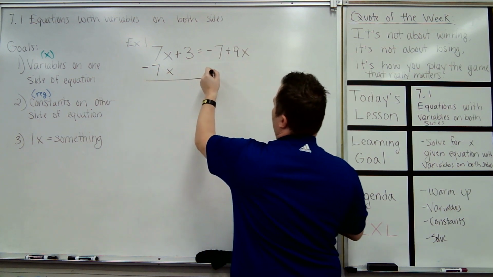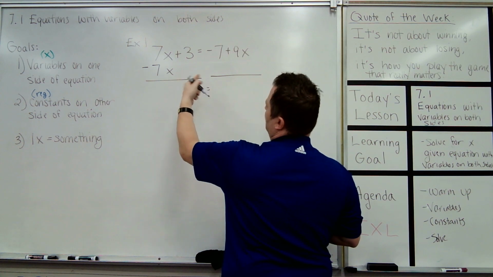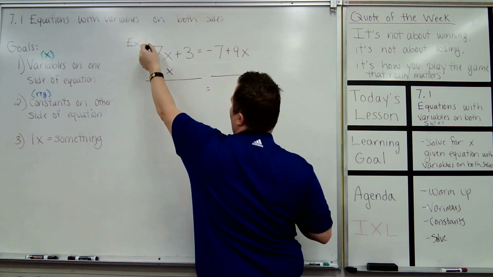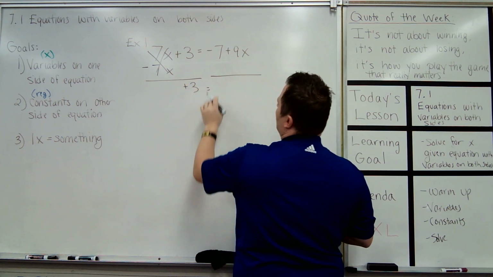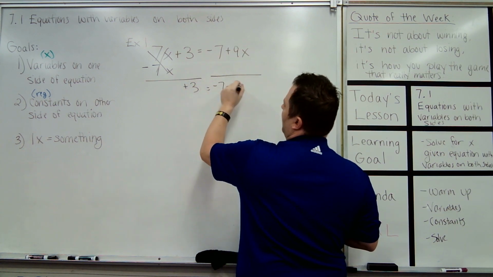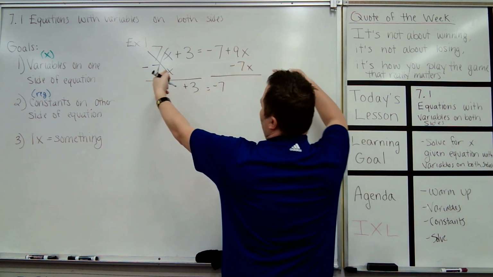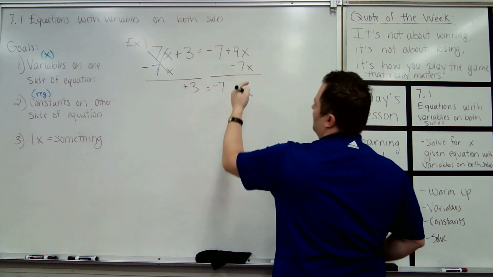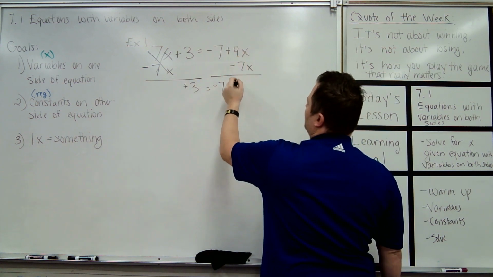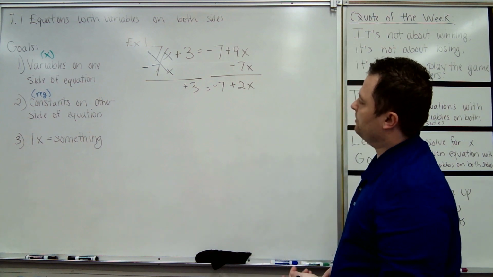Okay? I'm doing math with just variables. If I do the same thing to both sides, they are still equal. 7x take away 7x, that cancels, and I'm left with plus 3. I didn't touch -7. And then on this side, I want to take away 7x so that both sides are still equal. I'm taking away 7x from both sides. 9 take away 7 is 2, so I have plus 2x's. I still have positive 2x's.